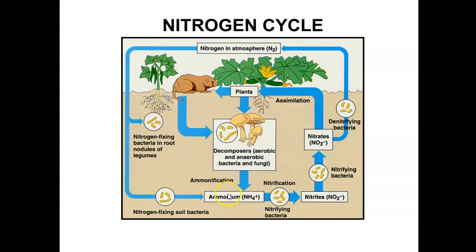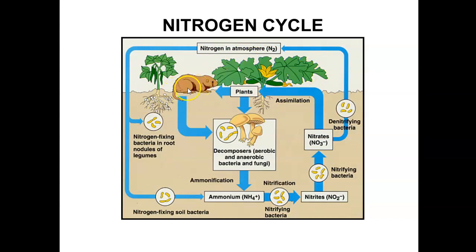And then that ammonia ends up being used by plants, or the nitrites or the nitrates. Any of these three can be used by plants and assimilated, to make plant proteins and plant nucleic acids. And then, of course, animals are going to eat that stuff.